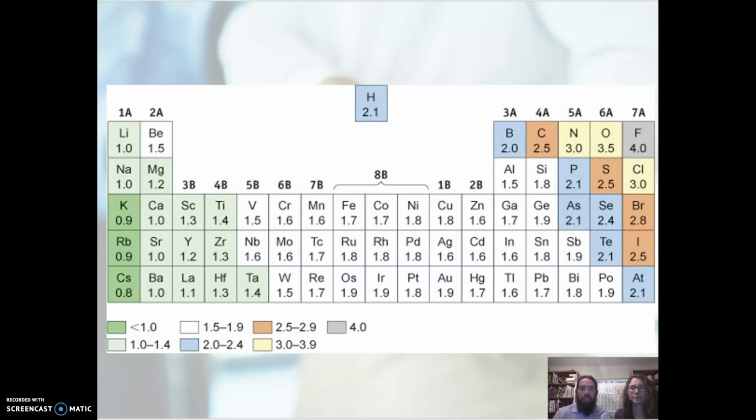And if you look, there is a general trend in electronegativity. It seems to be lowest in the bottom left and highest in the upper right. That seems to be the general trend.